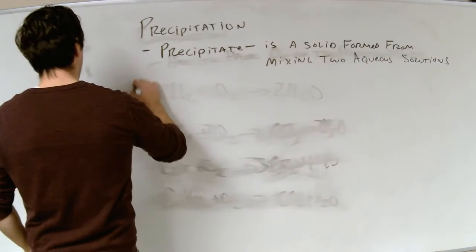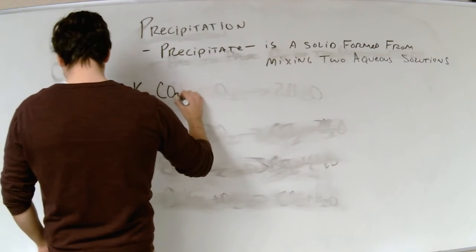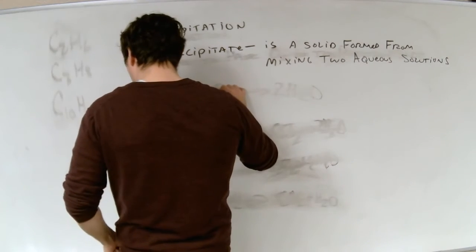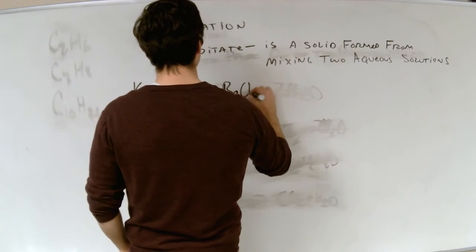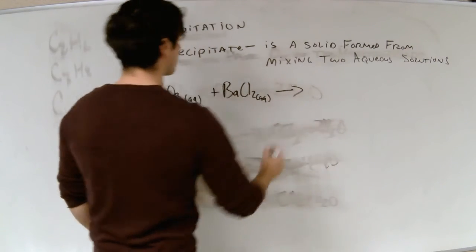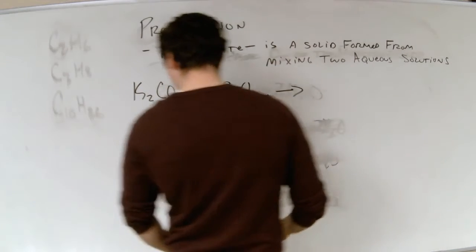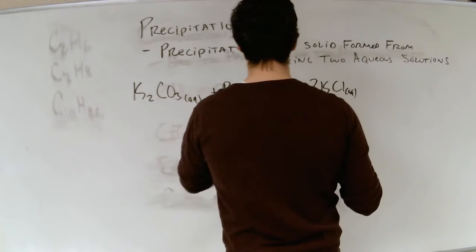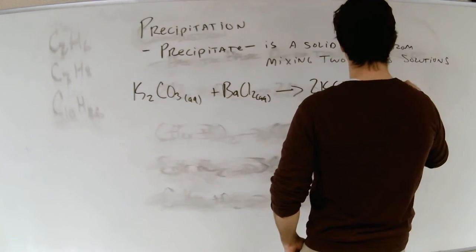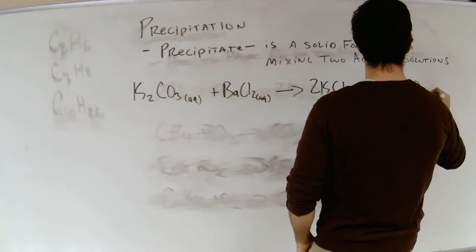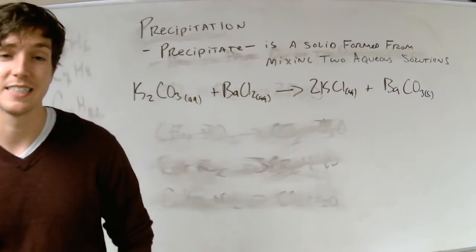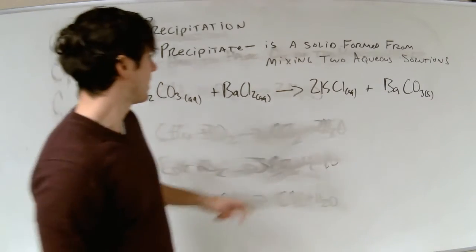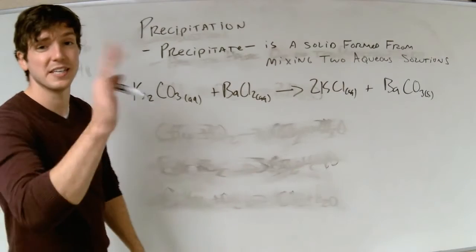So when we see a reaction that gives us states like aqueous, we are going to be looking into that and asking ourselves, is this a precipitation reaction or not? Well, if I look at this, I got potassium carbonate and barium chloride coming together, and they are going to make barium carbonate, which is a solid. This is a precipitation reaction. We have 2 aqueous solutions coming together, and they form a solid precipitate on the product side.